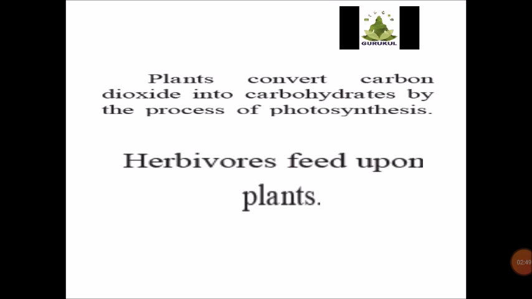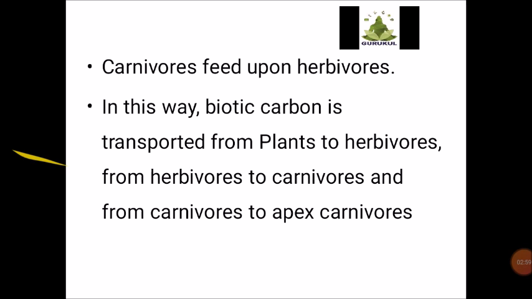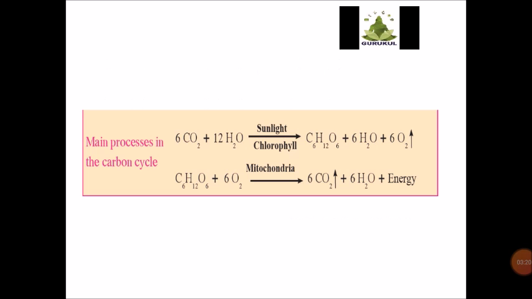First of all, plants convert the carbon dioxide into carbohydrates by the process of photosynthesis. Herbivores feed on these plants. Then carnivores feed upon the herbivores, and in this way biotic carbon is transferred from plants to herbivores, from herbivores to carnivores, and from carnivores to the apex carnivores. So this whole transfer of carbon from one organism to another is known as the carbon cycle.